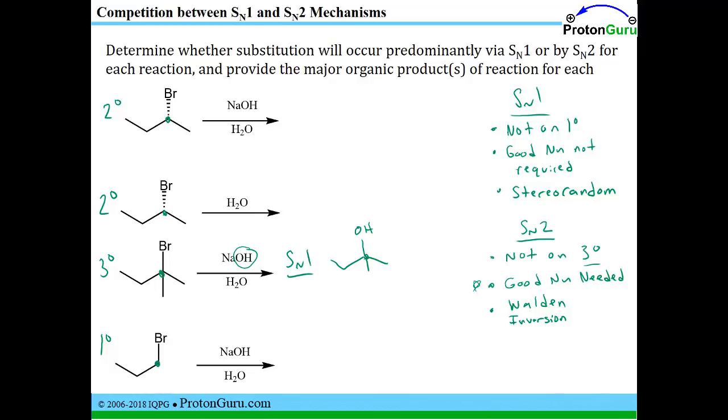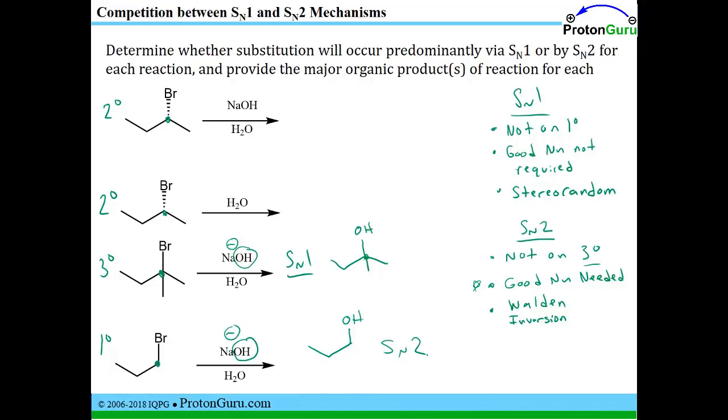In the last case, where we have a primary substrate, we can only do the SN2 reaction. We have an ionic compound here that will produce hydroxide as our nucleophile in solution, just as we had in the third case. So we'll have the production of this primary alcohol by the SN2 route.